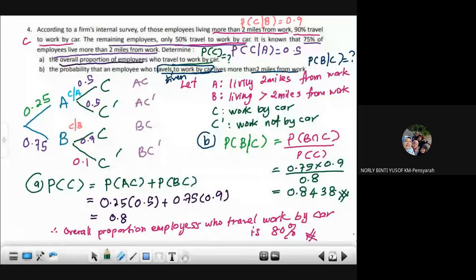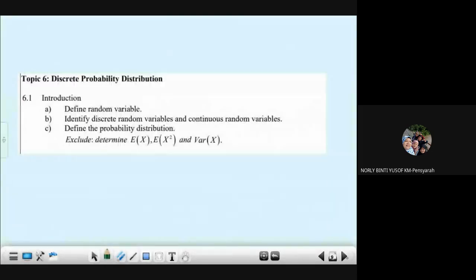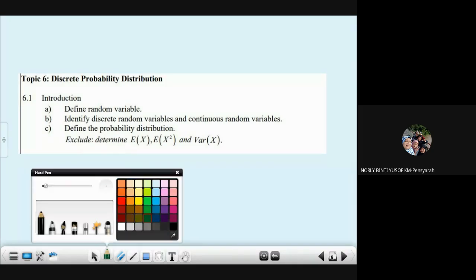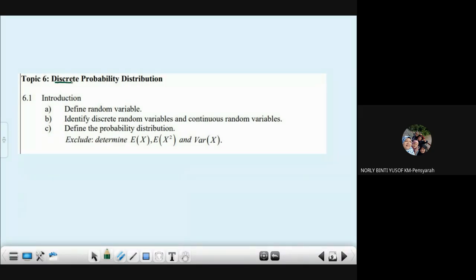So kita pergi pada pengenalan iaitu introduction in chapter 6. So kita tengok dulu. Okay, this is the learning outcome for topic 6, discrete probability distribution. Still in topic probability, maksudnya pengenalan tu dah belajar kat chapter 5, tapi dia akan pergi lanjut using distribution. Distribution adalah table lah ataupun formula. So topic 6 kita akan pergi kepada discrete probability distribution. So kita pergi pada 6.1 dulu hari ni, the introduction.